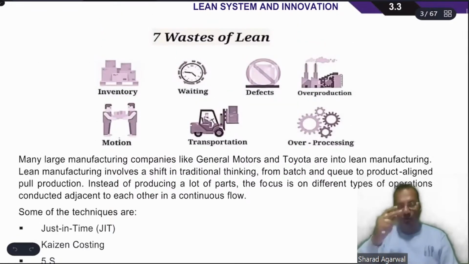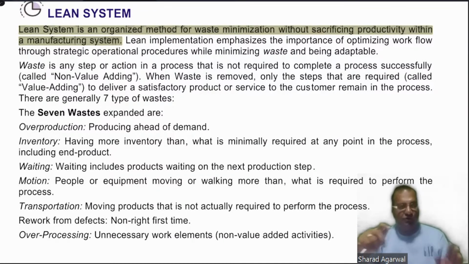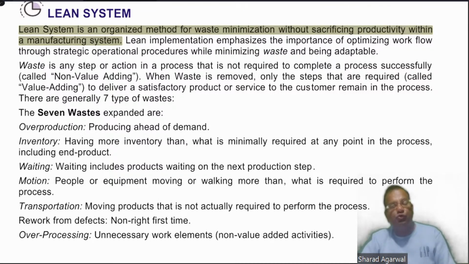Okay, beta. So hope you understand the seven types of waste. The mnemonic is TIM WOOD. T stands for transportation. We have already understood what types of transportation are not covered. What is the transportation waste? Moving product from one place to another is known as transportation waste.